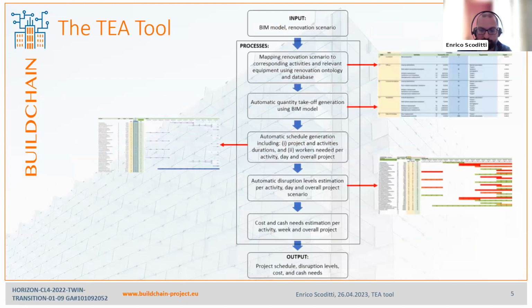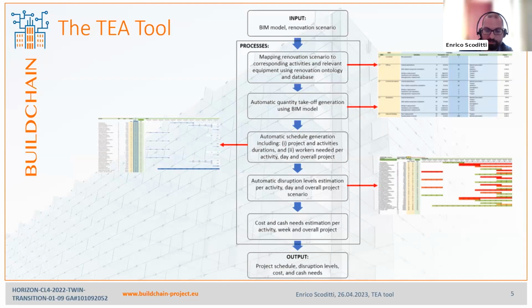These slides illustrate a general overview of an automated process implemented through the techno-economical assessment tool. It begins by importing a BIM model and then allowing users to define renovation scenarios to be simulated. Secondly, based on the renovation ontology and the related database, which will be described in the following slides, the TIA tool maps the renovation scenario to corresponding activities and relevant equipment.